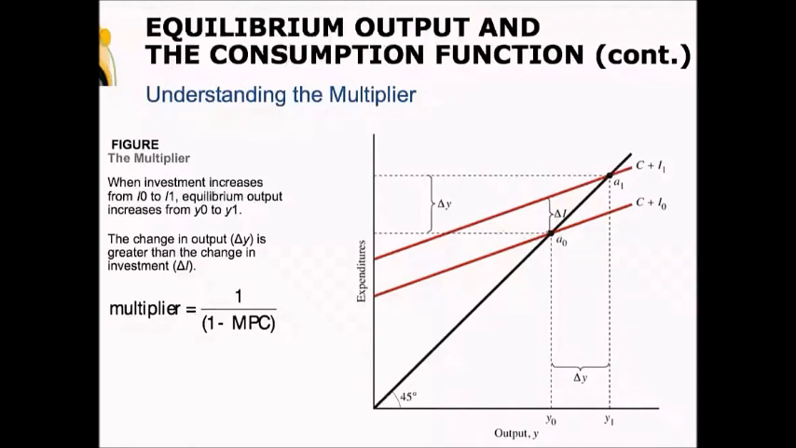What happens to output? Well, we can see equilibrium moves from A0 to A1, so equilibrium output goes from Y0 to Y1. Now, interestingly, as we saw earlier when we talked about the multiplier, the change in equilibrium income is actually larger than the change in investment because there's a multiplier effect. And the multiplier, as we'll see, is equal to 1 over 1 minus the marginal propensity to consume.